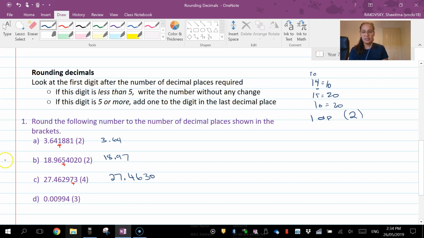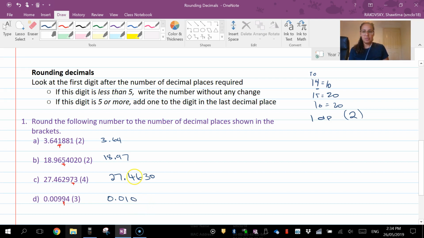And the next one here is 3 decimal places, 1, 2, 3, and we're looking at the fourth number. That is a 9, so again, we're rounding that up. And that's going to be 0, which means that you round up this one and it's going to be 0, 1. So 9, 1, so 0, round up again, 1. So 0.010. So there's our 3 decimal places.